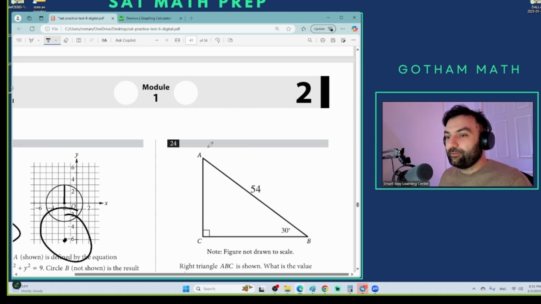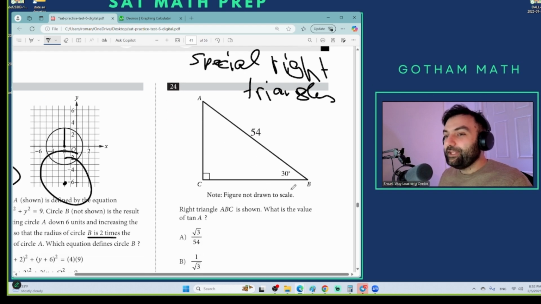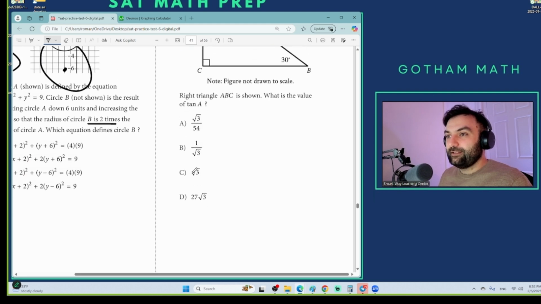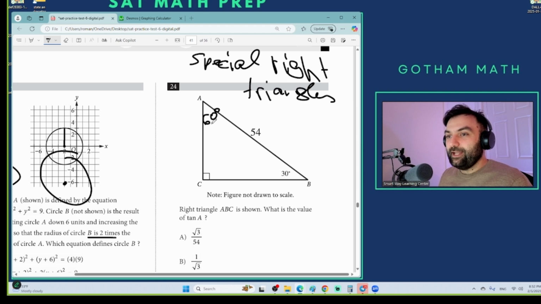This is also theory. What is it? Special right triangles. What does that mean? How do I know? I know it because one of the angles is 30 degrees. It means that another is 60. And what do we even have to know? Okay, we have to know tangent of A. So we got the A, which is 60. Now I have to know tangent.